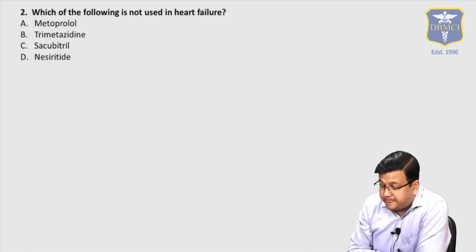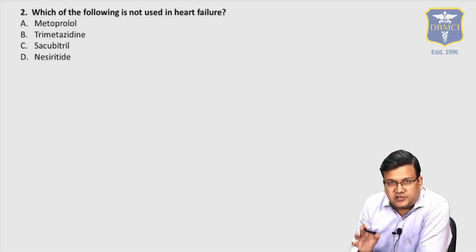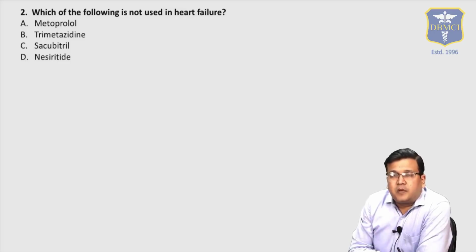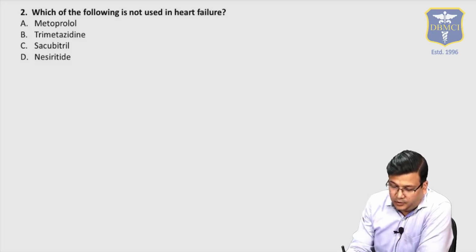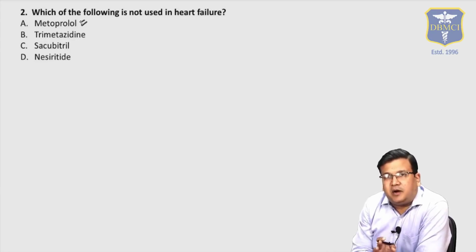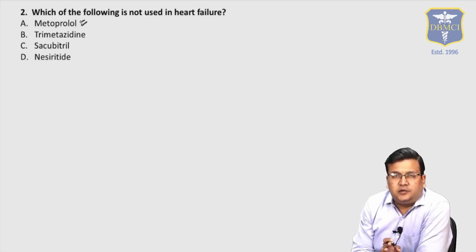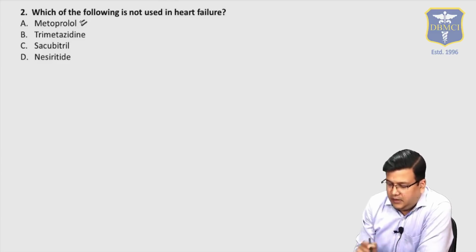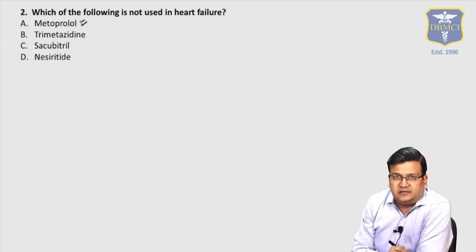Second question, which of the following is not used in heart failure? Now this is a simple question if you understand, but a lot of students have marked the answer wrong as metoprolol because they remembered that beta blockers are contraindicated in CHF. That statement is partly correct. Beta blockers are contraindicated only in acute CHF, not in the stable or the mild to moderate category of CHF. So metoprolol is not the right answer.